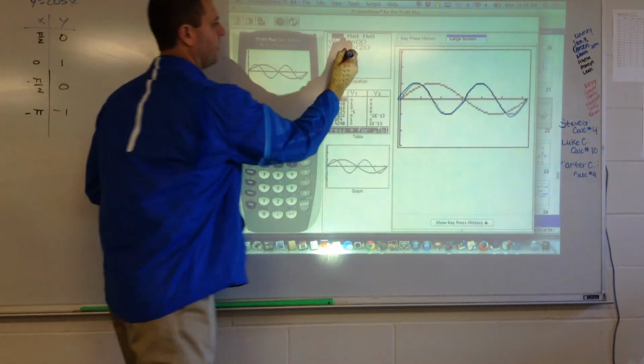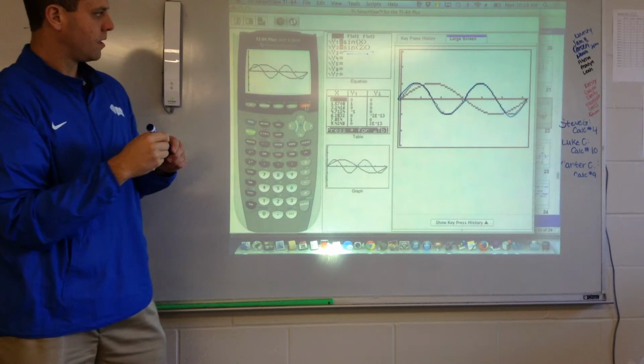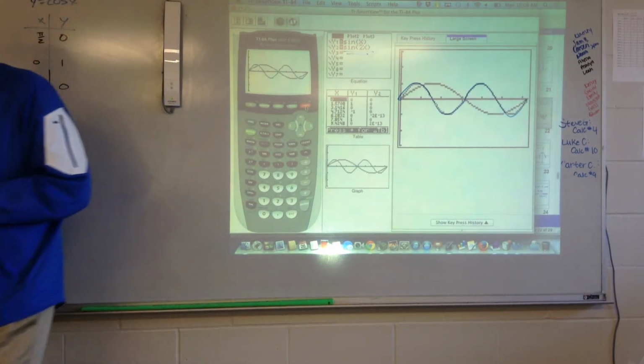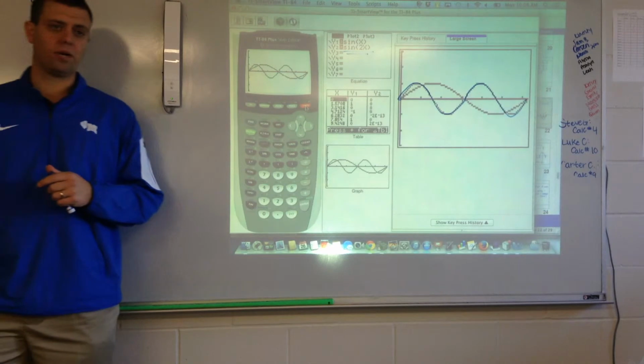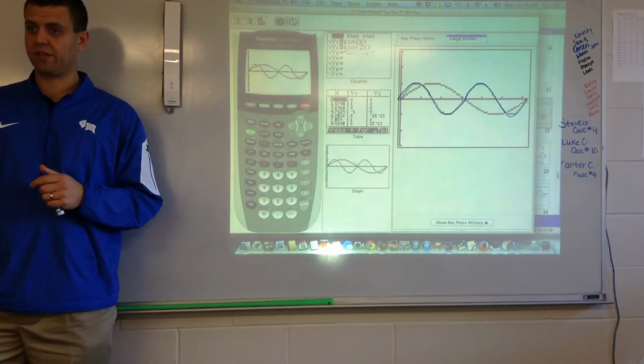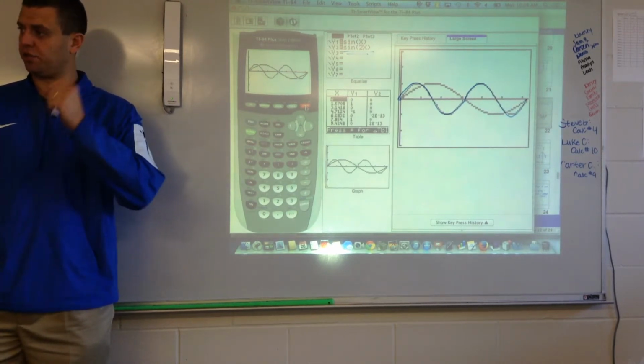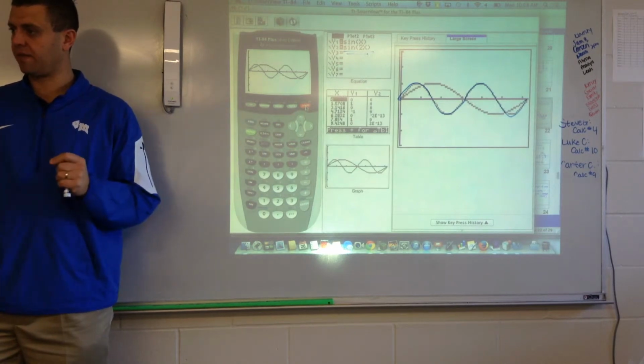So that's this one right here. What do you notice? Wavelength shorter. How much shorter? Exactly half of it, because it completes what? 2 wavelengths in the time that the original one took to complete 1 wavelength.